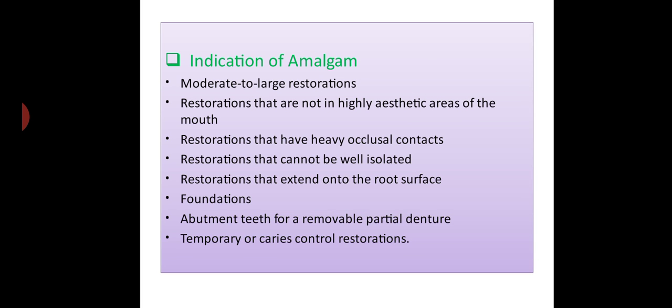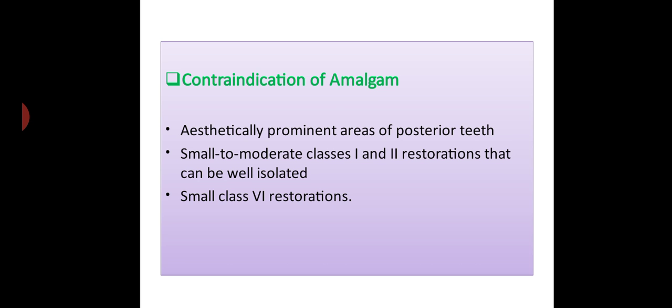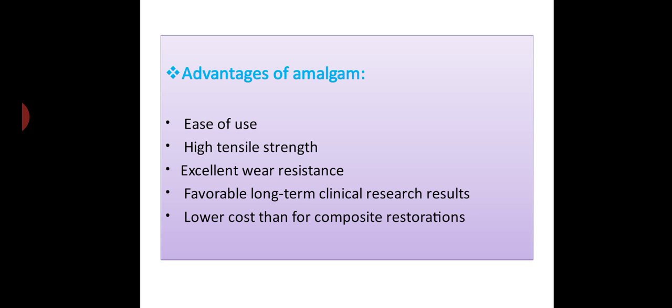Now indications: moderate to large restorations that are not in highly aesthetic areas of the mouth, in cases of heavy occlusal contacts, in cases where the tooth cannot be well isolated, in cases that extend onto the root surface, foundations, abutment teeth for removable partial dentures, temporary or caries control restorations. Contraindications of amalgam: aesthetically prominent areas of posterior teeth, small to moderate class 1 and class 2 restorations that can be well isolated, small class 6 restorations.